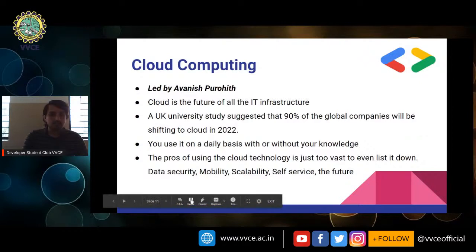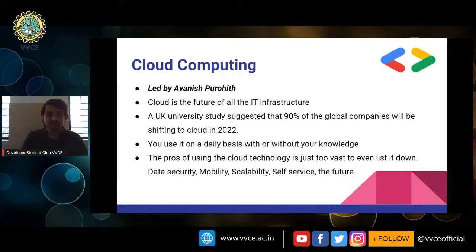Next, we have cloud computing. It's led by our own Avnish Purohit, who just hosted you at the beginning of the session. Cloud is seamlessly the future of all IT infrastructures. A UK university has suggested that 90% of global companies will be shifting to cloud in 2022. You use it on a daily basis, with or without your knowledge. The pros of using cloud technology are just too vast to even list down.